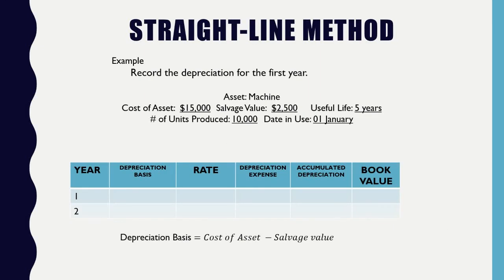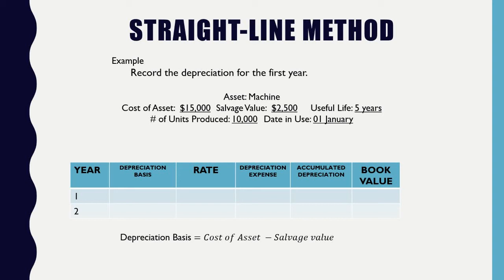So for this case, right, we decided to buy a machine for $15,000 with a salvage value of $2,500 with an estimated useful life of 5 years, okay? The number of units it could produce is 10,000, and the date that you place it into service is January 1st. So if the assumption is you're going to be depreciating at the end of the year, December 31st, we're going to depreciate it as of January 1st because you placed it into service January 1st, which is more than 50% of the month. This is the entire month.